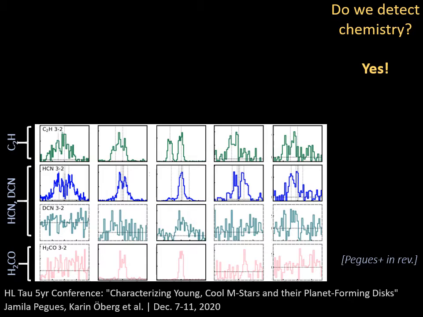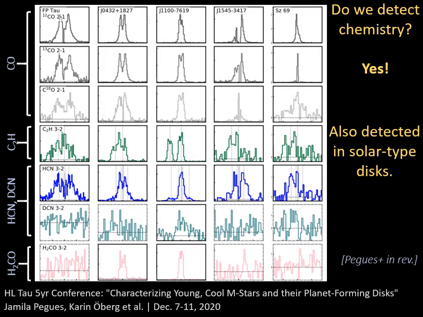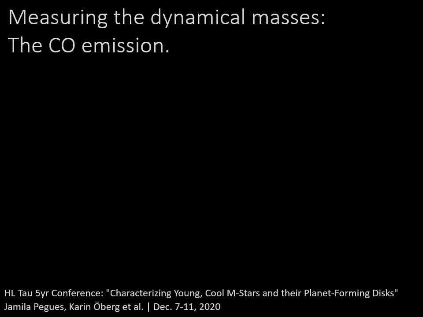towards a smaller subset. Now, what's interesting about this interesting chemistry is that we detect these same sorts of lines towards disks around solar-type stars. So bear that in mind. We'll circle back around to that towards the end of this talk.